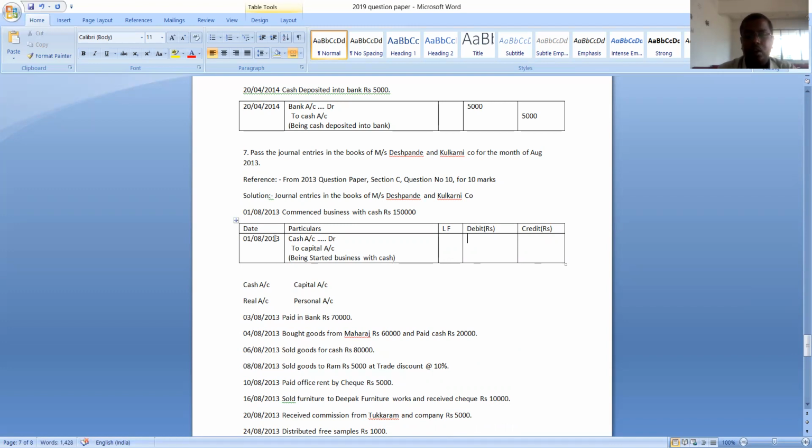Started business with cash. Debit column, how much? We commenced business with rupees 1,50,000. So debit column rupees 1,50,000. Credit column rupees 1,50,000. Okay. Let us move to next transaction.